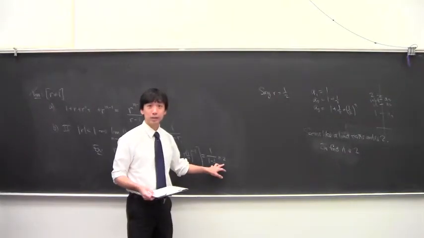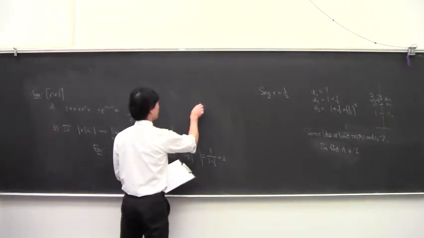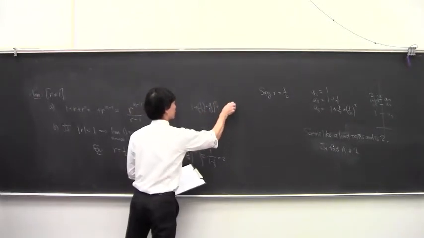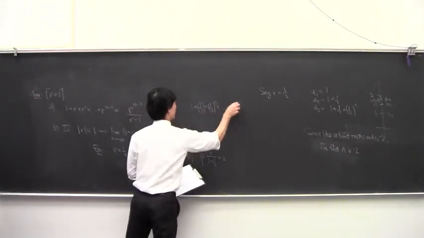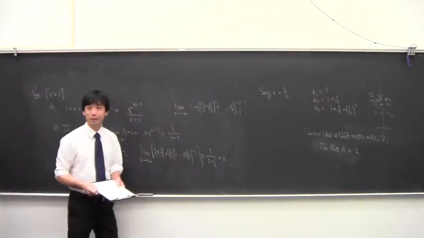So this turns out to be 2, right? If I asked you, say, what's 1 plus a third plus a third squared up to a third to the n minus 1 as n goes to infinity, what's the answer?